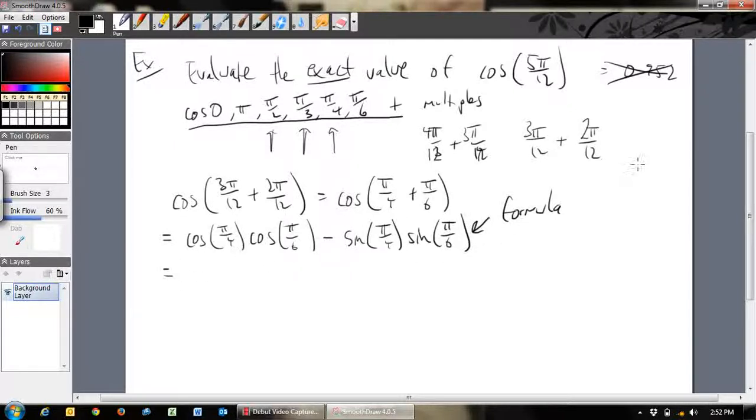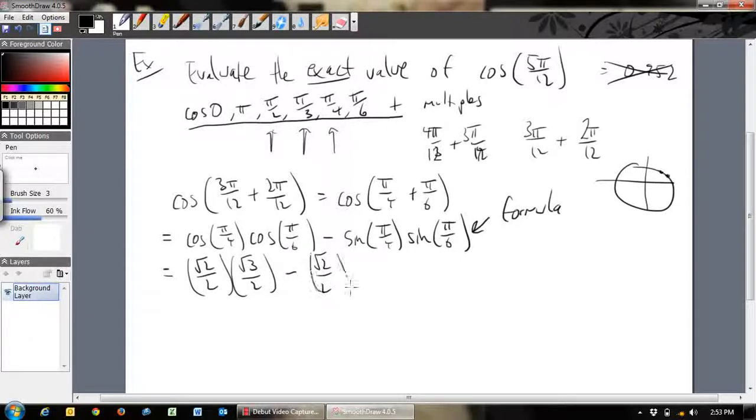Now we just have to evaluate each of these. I'm going to draw my little circle, it always helps me. Pi on 4 is here. Cos of pi on 4 is root 2 over 2. Cos of pi on 6 is root 3 over 2. Minus sine of pi on 4, which is also root 2 over 2, and sine of pi on 6 is equal to a half. Let's evaluate this.